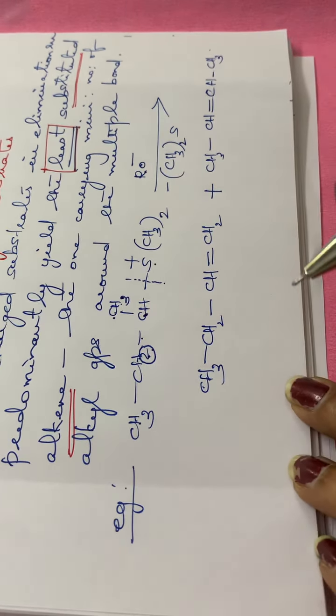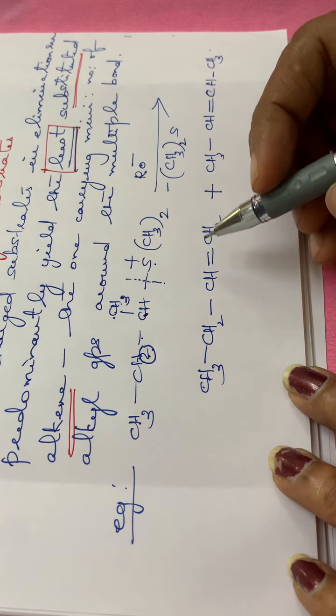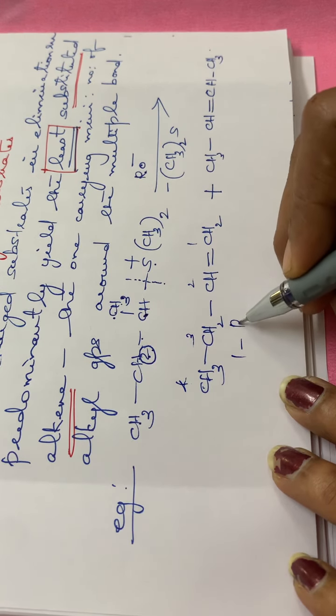So here we obtained two products. The first one has 4 carbon atoms. So this is 1, 2, 3, 4. The compound is 1-butene.